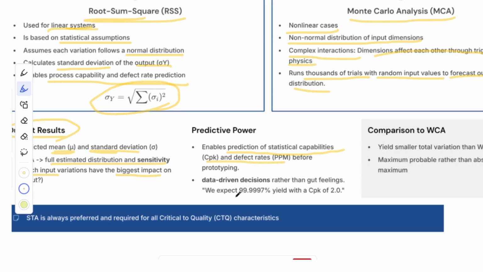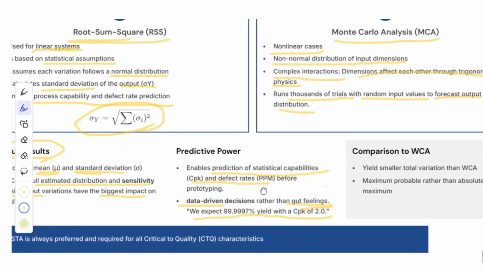Monte Carlo analysis also allows you to predict statistical process capabilities like CPK and defect rates, parts per million numbers. If you are not familiar with these concepts, maybe we will have more sessions on the basics of statistics and probability as it relates to engineering and design and manufacturing. But these are the key, very common metrics when you talk about statistical methods.